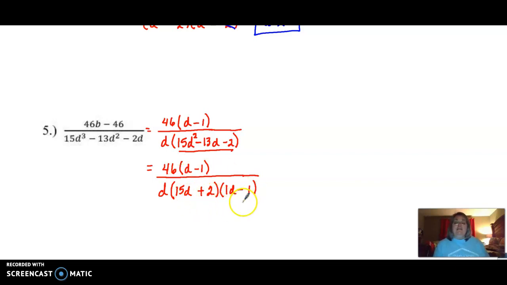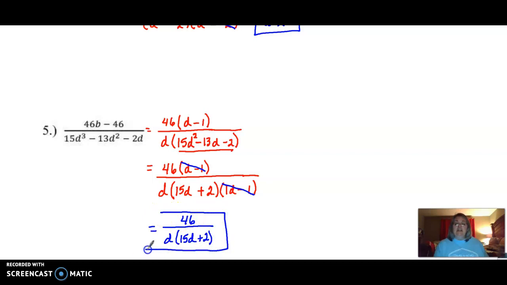So practice that factoring. Hopefully you did that before you got to this stage. And then we look for our common factors again. Our common factors, we have a d minus 1 and we have a d minus 1. Nothing else is a common factor, so I'm left with 46 on the top, and I'm left with d in parentheses 15d plus 2. And when you're plugging it into IXL, it will accept it. If you write it as factored versions, you don't have to multiply that back out, okay?